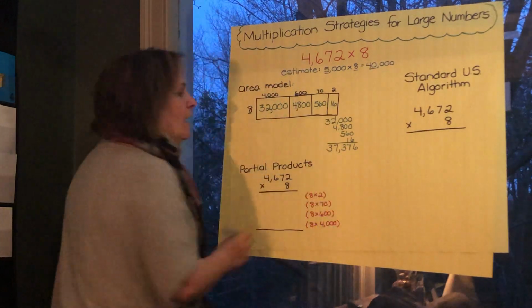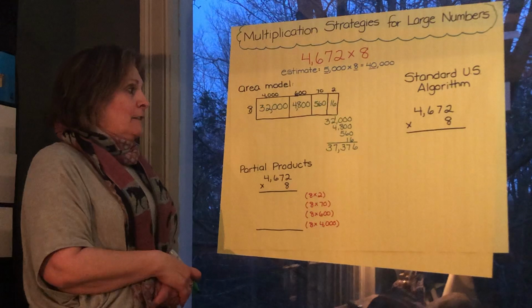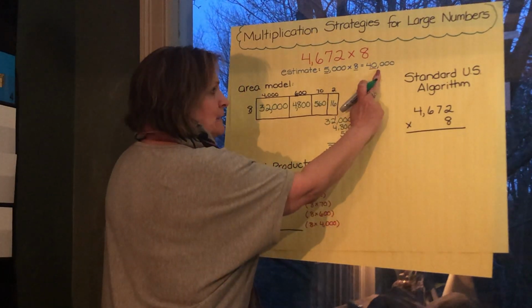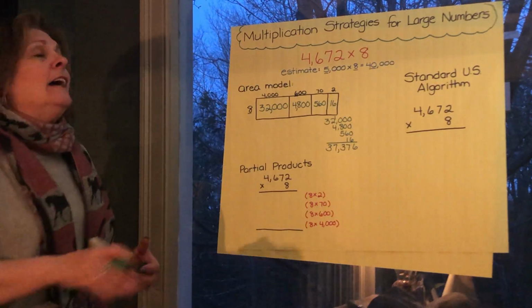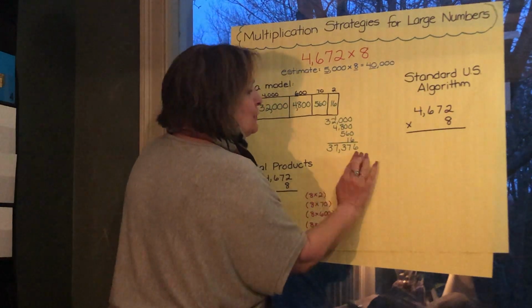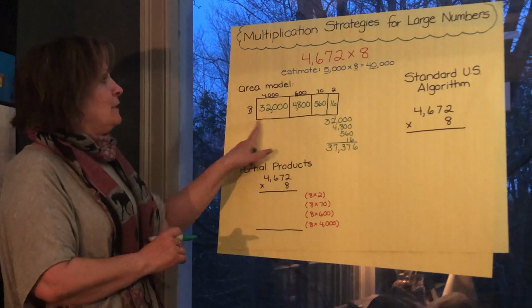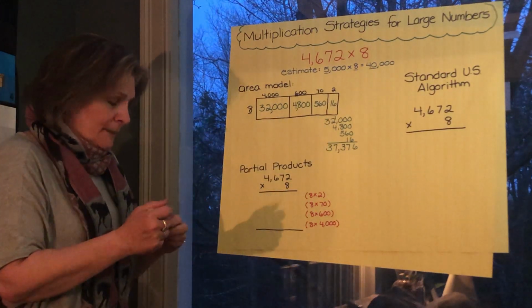So our actual answer ended up being 37,376, and we compare that to our estimate of 40,000, and it's definitely in the ballpark, and we know that this was an overestimate, so our answer makes sense. So that was the first way, to use the area model and then add up all of those partial products.